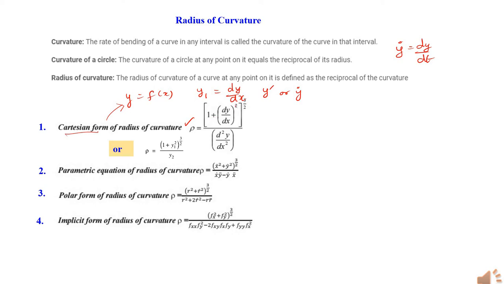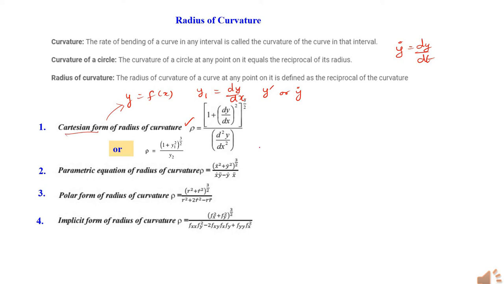So now our concentration is only on the polar form of radius of curvature. That is, if I am given r is equal to f of theta, that is, r is a function of theta, then how are we going to obtain the radius of curvature? So that comes under the polar form of radius of curvature.